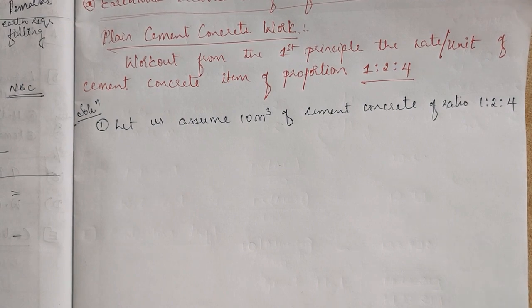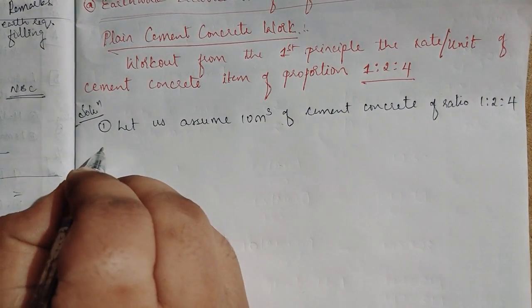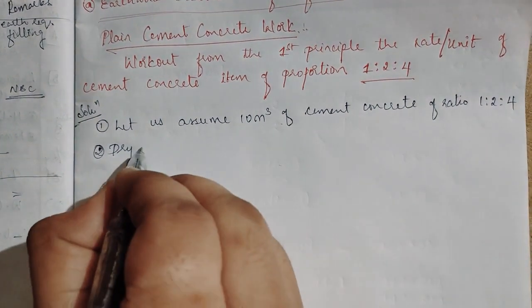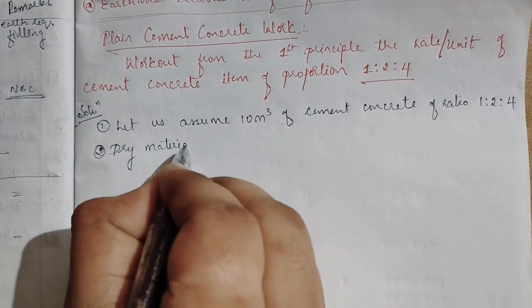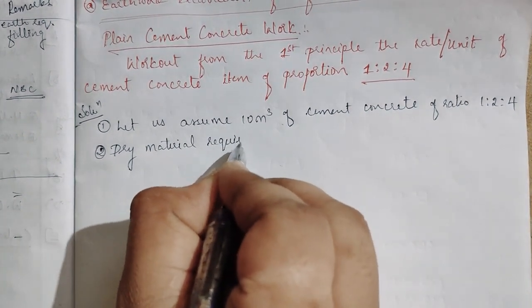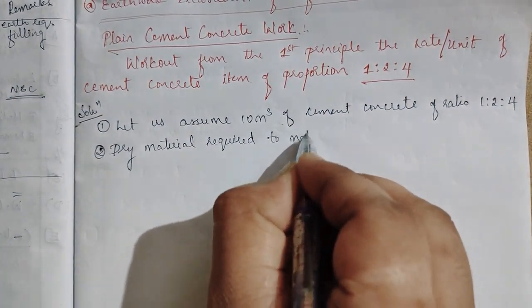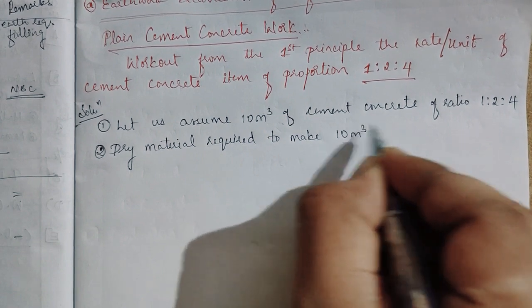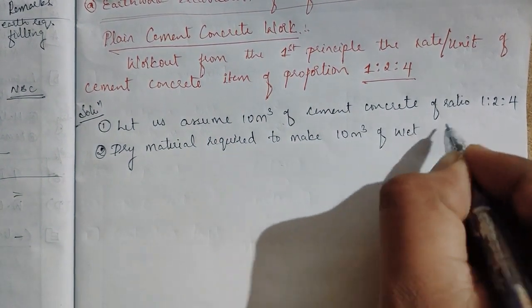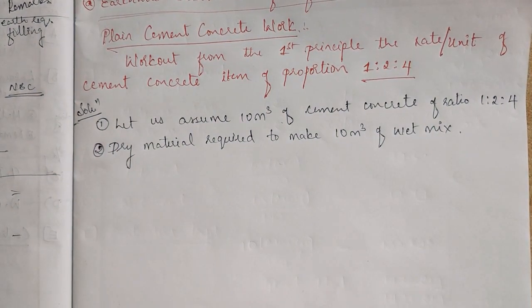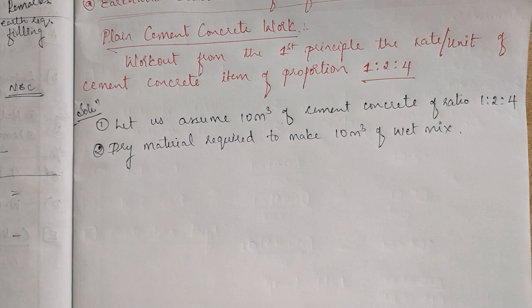Now for the proportion we require dry material. So we have to calculate another item, that is dry material required to make 10 meter cube of wet mix, correct? So we need dry material required to make 10 meter cube of wet mix.